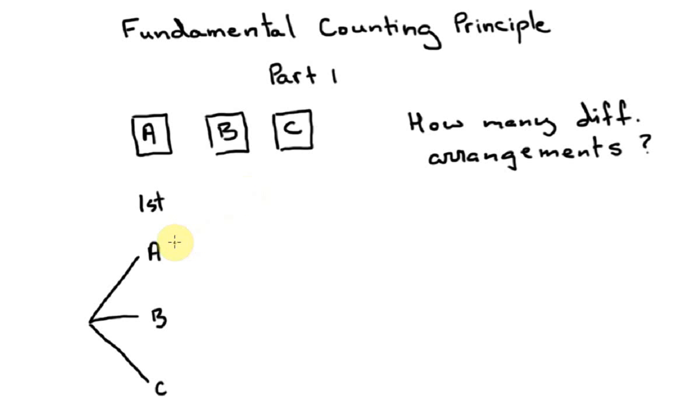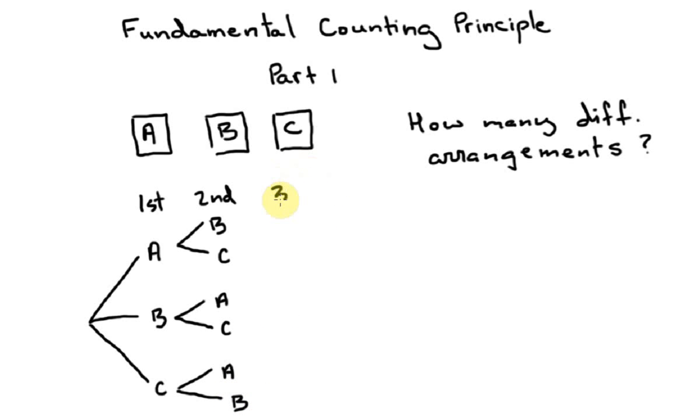Then we go to the second card. Well, if I've laid down the A, then for the second card, I have a choice of either B or C, right? B or C. So this is for the second card. And same thing here. If I put down the B, then I would have a choice between A or C as the second card. And if I put down the C, I have a choice between A or B. Okay, now that's the first 2 cards put down.